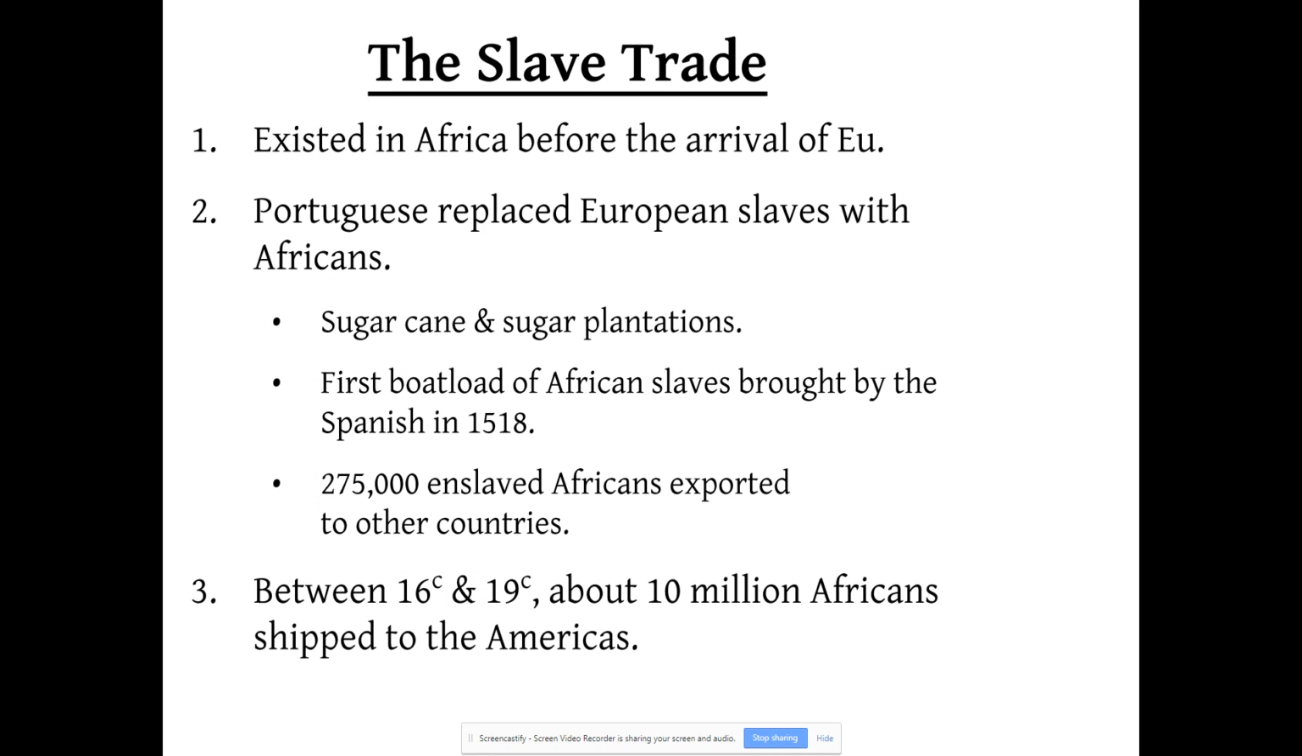So this is something that was already going on in Africa for hundreds of years between different groups of people living in Africa. It was kind of a different system, though. I think a lot of historians have argued that slaves were not treated as poorly in Africa.